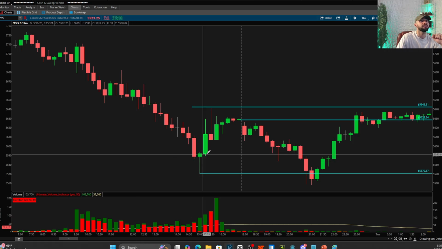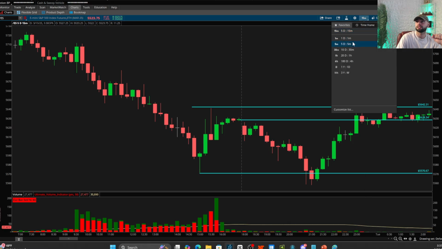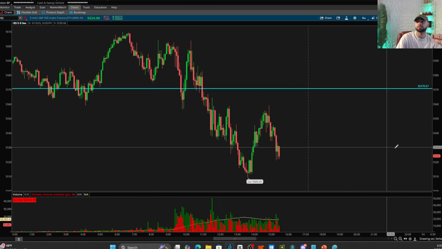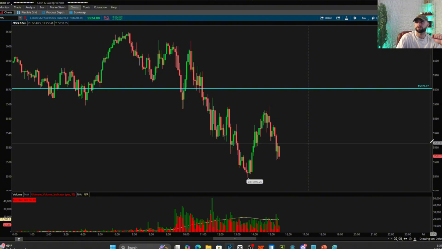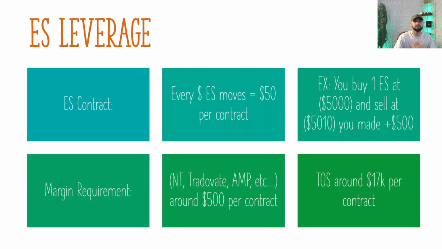So we have a chart of ES here. Let's zoom into like the 5-minute. Every dollar, so it goes from 530 to 531, it's $50 you get per contract, but also $50 in the negative if it doesn't go your way, if you place the wrong trade. So if you buy one ES contract at $5,000 and you sell it at $5,010, you just made $500. Simple, right?